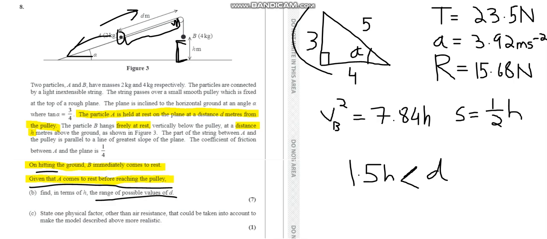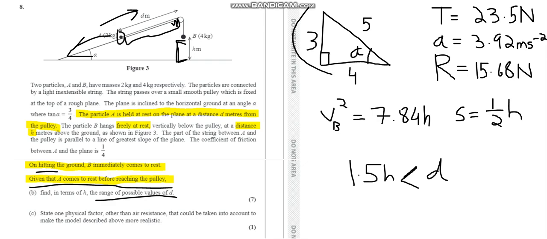Moving on to the C part, which is the last part, and it is: state one physical factor other than air resistance that could be taken into account to make the model described above more realistic. This is a very easy question. If you can memorize questions like these, you can get the marks easily. There are a lot of points that have been stated to answer these kinds of questions.